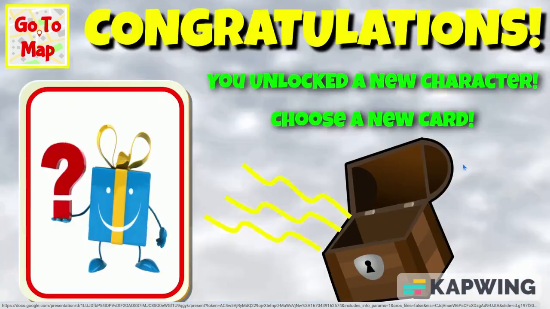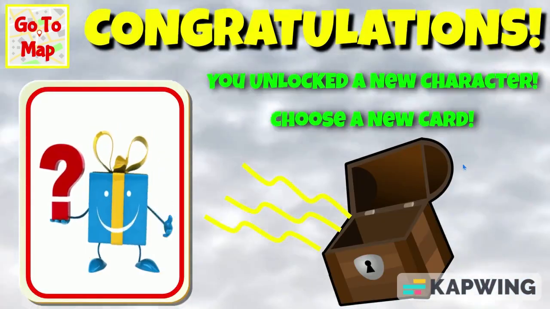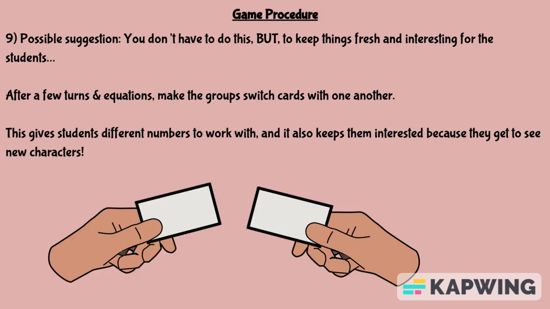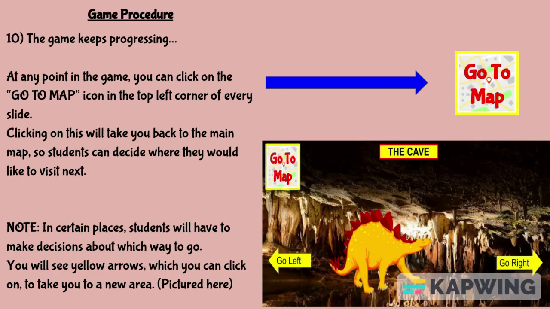When students earn a new character card, it's up to you how you wish to hand this out. One possible suggestion that I think helps keep the game fresh is after a few turns and equations, you can make the group switch cards with each other. This gives students different numbers to work with, and it also keeps them interested because they get to see new characters, which will be fun.